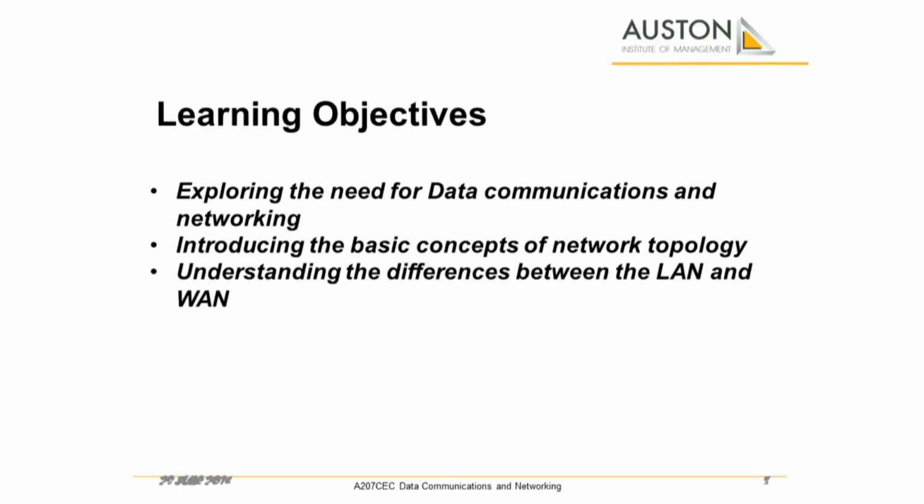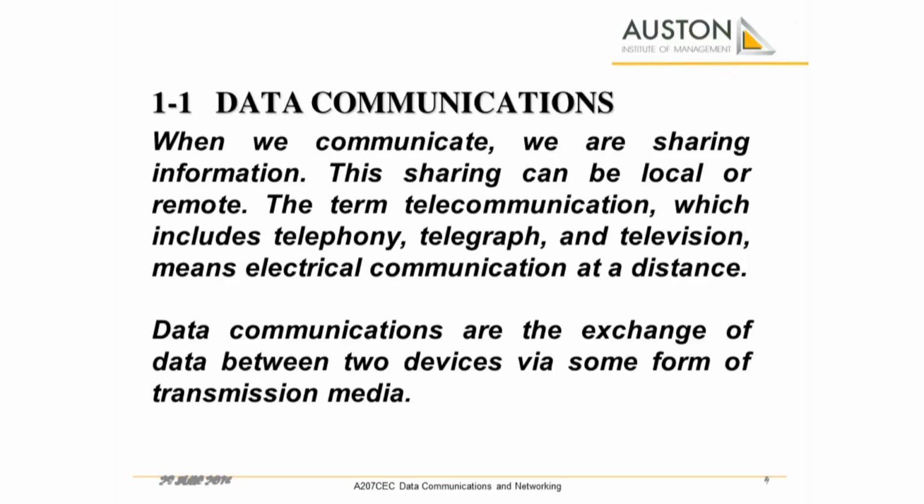Chapter 1. For A207, our objectives start with exploring the need for data communications and networking. Next, we introduce the basic concepts of network topology, and then we try to understand the differences between a LAN and a WAN. For data communications, anytime there is communication, we are sharing information.